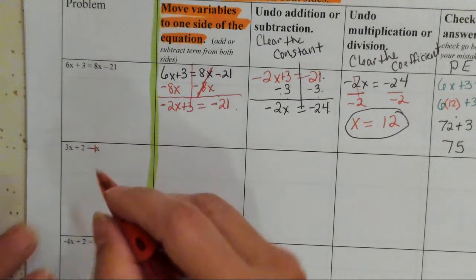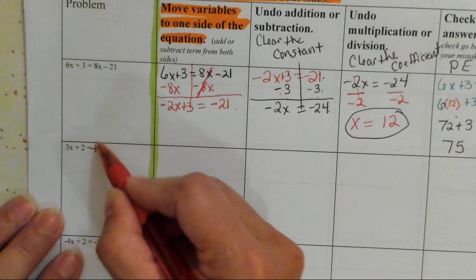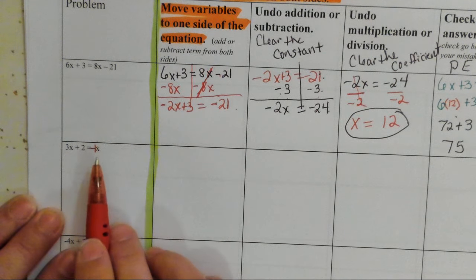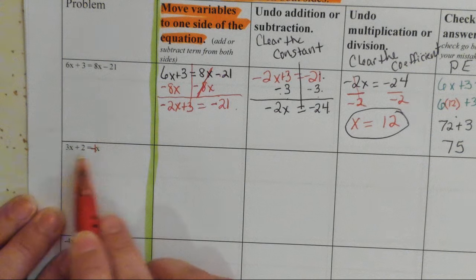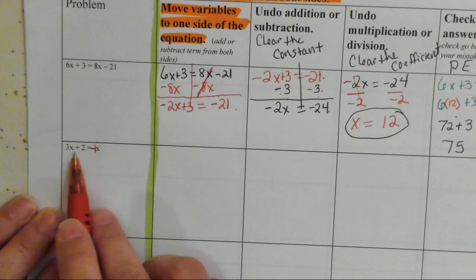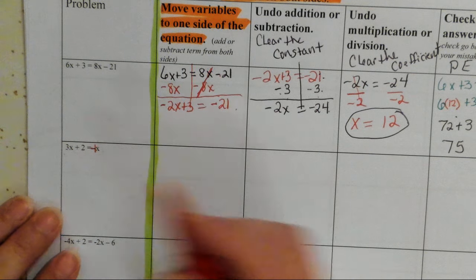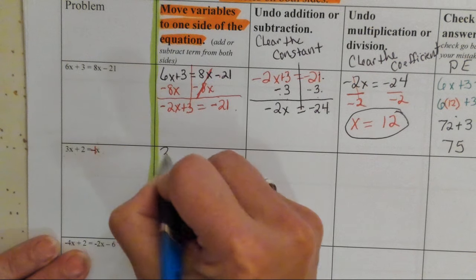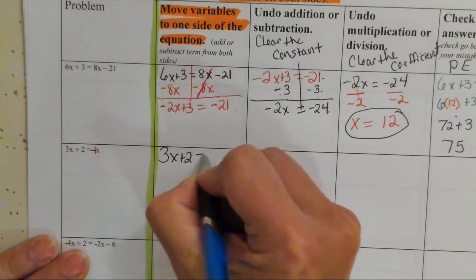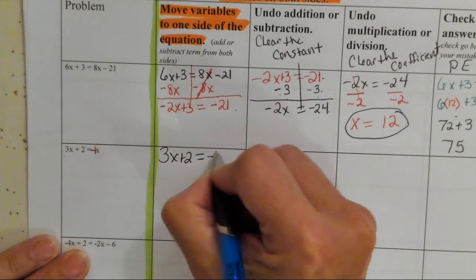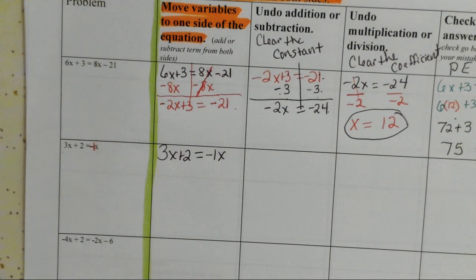So a lot of people here, because we have a negative, we're going to have to add in order to combine it with something that's on the opposite side. So right here, we've got 3x plus 2 equals negative 1x. I'm going to write it that way.